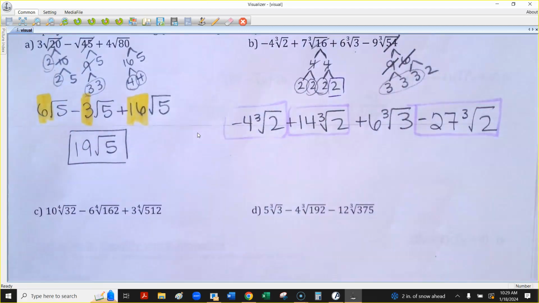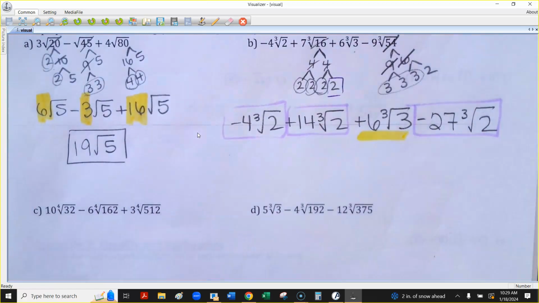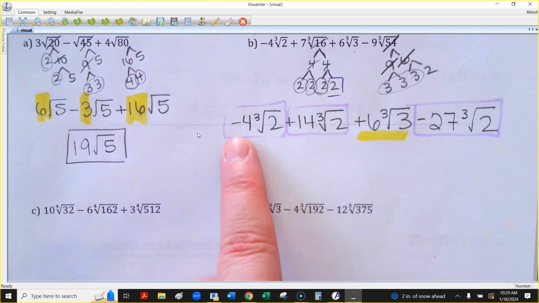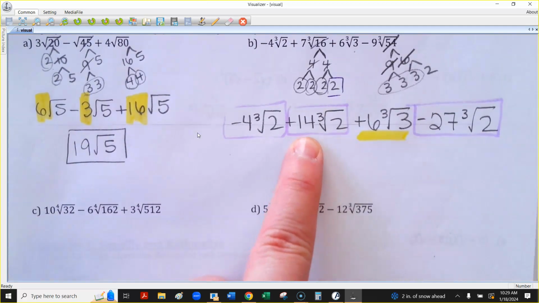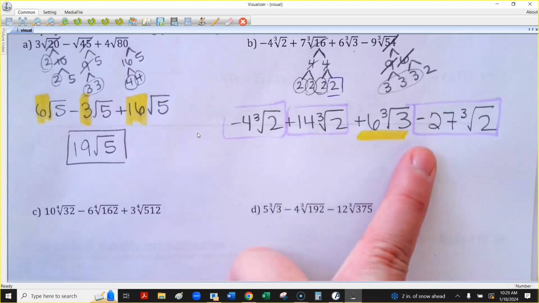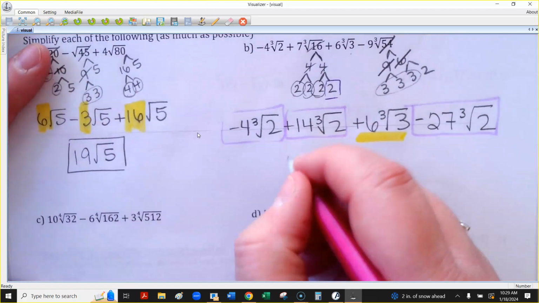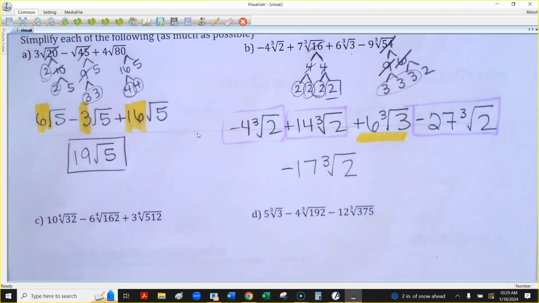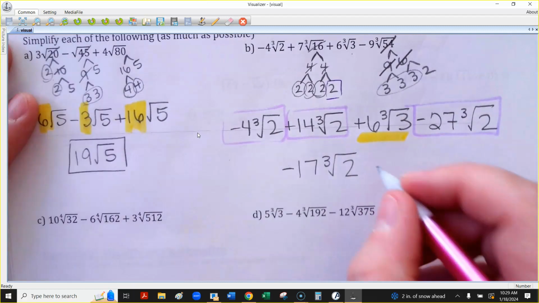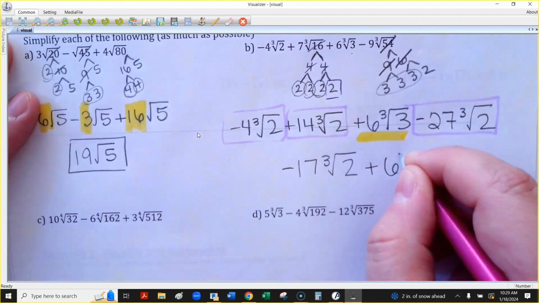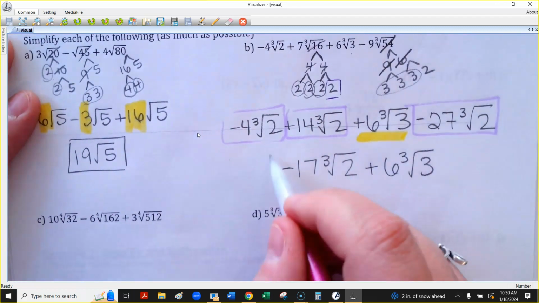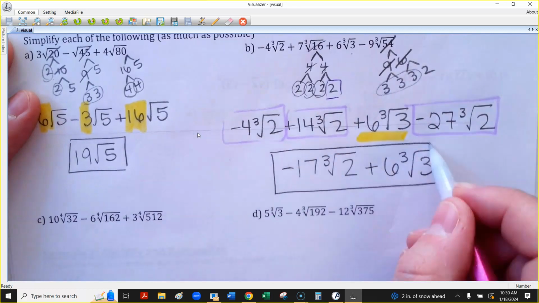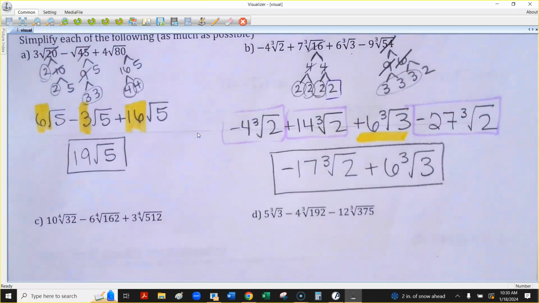So I can combine 3 of those, but this right here is just going to be a separate term. So I'm just going to take the cube roots of 2. I've got negative 4, then 14, so that would be 10, and then minus 27, so I'd have negative 17 cube roots of 2. And then that cube root of 3, we just can't combine it because they're not like terms, so my answer would have just 2 separate terms here: negative 17 cube roots of 2 and 6 cube roots of 3.